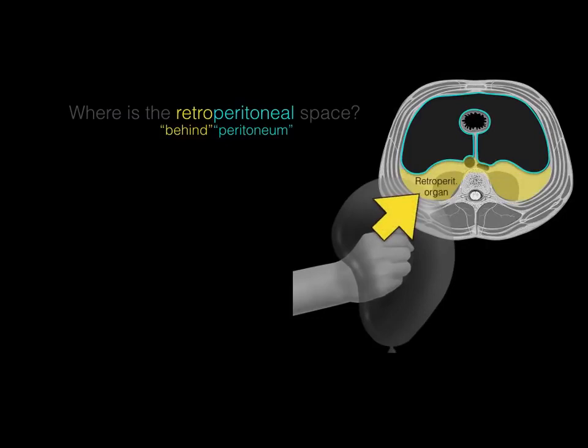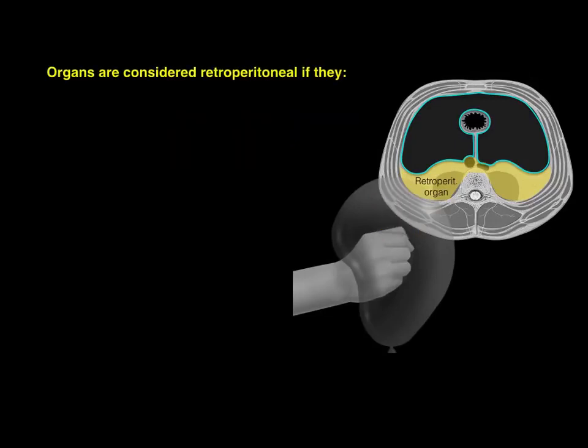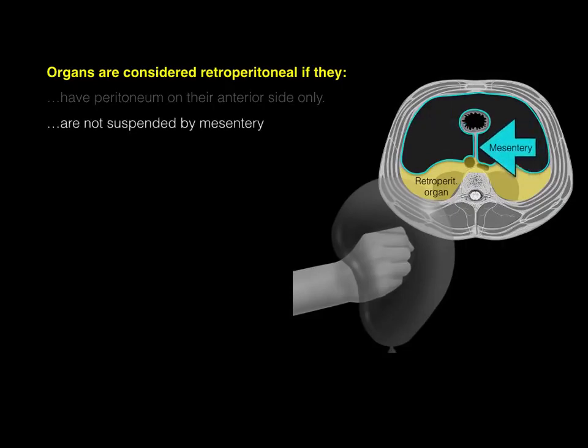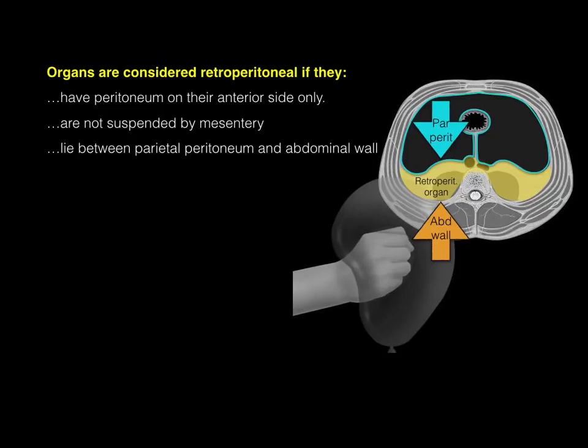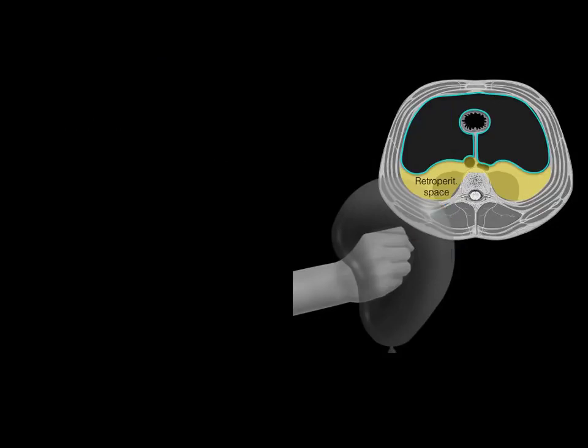And within that retroperitoneal space are retroperitoneal organs. And so organs are considered retroperitoneal if they have peritoneum on their anterior side only, are not suspended by mesentery, and lie between the parietal peritoneum and abdominal wall. So if all of these three conditions are met, then an organ is considered retroperitoneal.